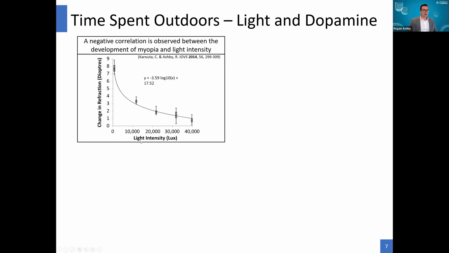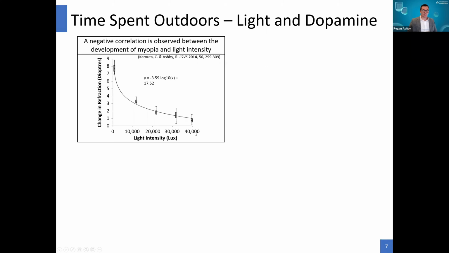So the first figure I'm showing you here is the correlation between the intensity of light that an animal is reared under and the amount of myopia they develop. So the higher this refractive change, the more myopia that developed. You can see under low light conditions, animals develop large amounts of experimental myopia. But as we increase the light intensity, you can see we can really inhibit the development of myopia to the point where we can actually abolish its development altogether.